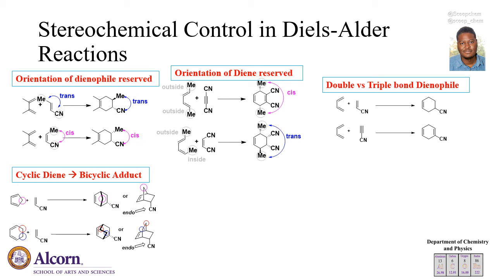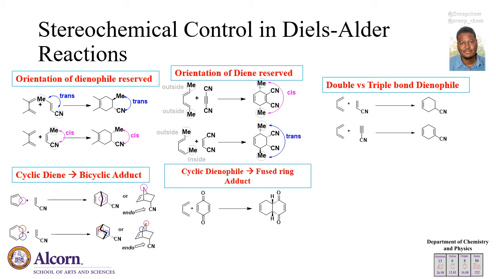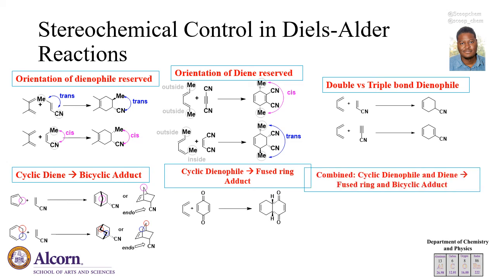What happens if I have a cyclic dienophile? Instead of getting bicyclic compounds here, I just get fused rings. So in the example that I see here, these 2 rings are fused, so I now have 2 6-member rings fused together. This leads to a possibility of these 2 attributes being combined. So I can have a cyclic dienophile and diene, and in those cases, I will get a fused ring and bicyclic.